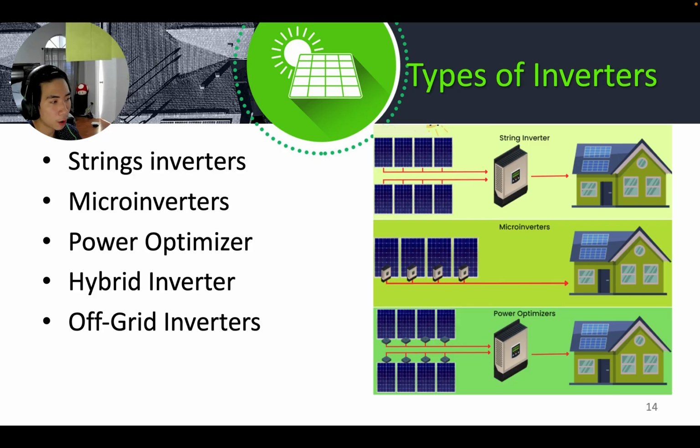Off-grid systems are the least common. They convert DC to AC by operating independently from the grid. So these are built on farms and houses that have their own external electric device, because they're off-grid.